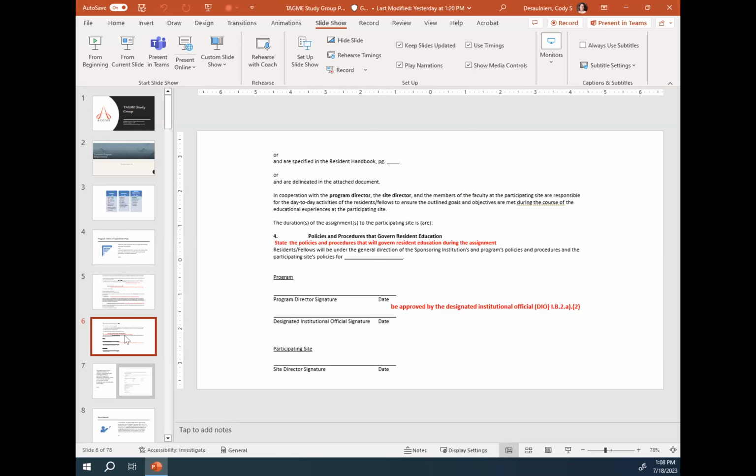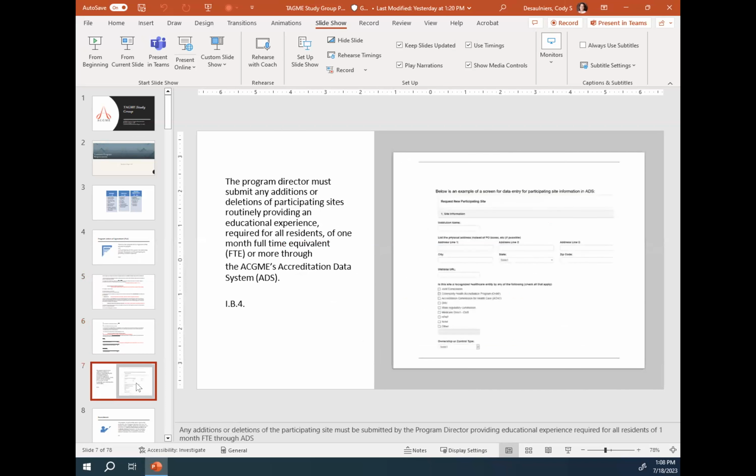Along with the policy and procedures, you also have to have it signed by your designated institutional officer. And then the program director must submit any additions and deletions of participating sites, routinely providing educational experience required for all residents for 1 month of a full-time equivalent or more, through ADS.